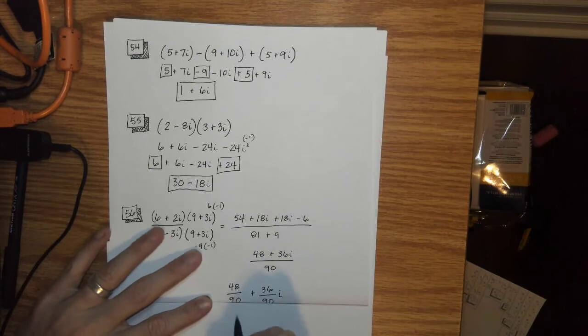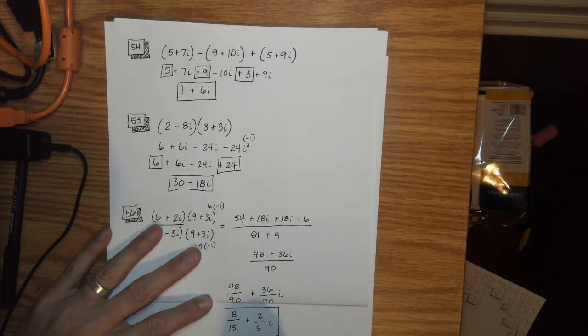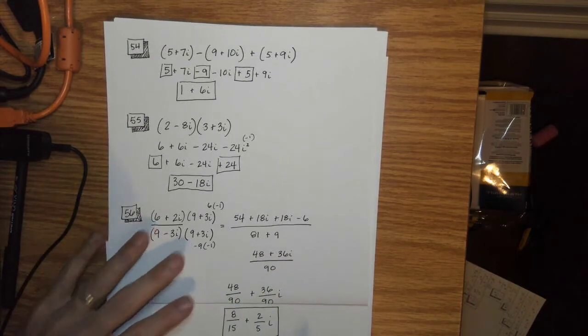We can divide these both by 6, and so this gives us 8 over 15. We can actually divide both of these by 18, right? So 36 divided by 18 is 2, and 90 divided by 18 is 5. So this should be your answer: 8 over 15 plus 2i.